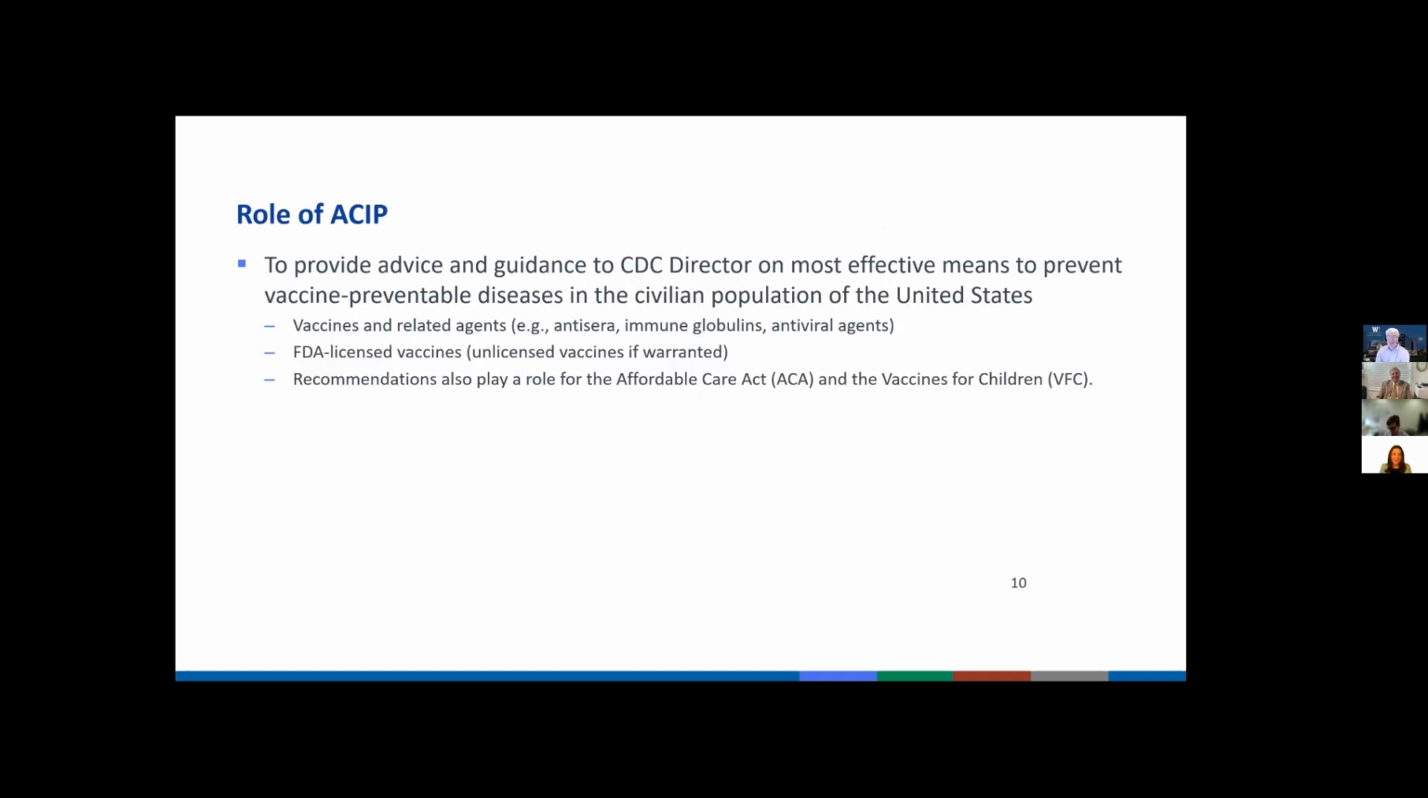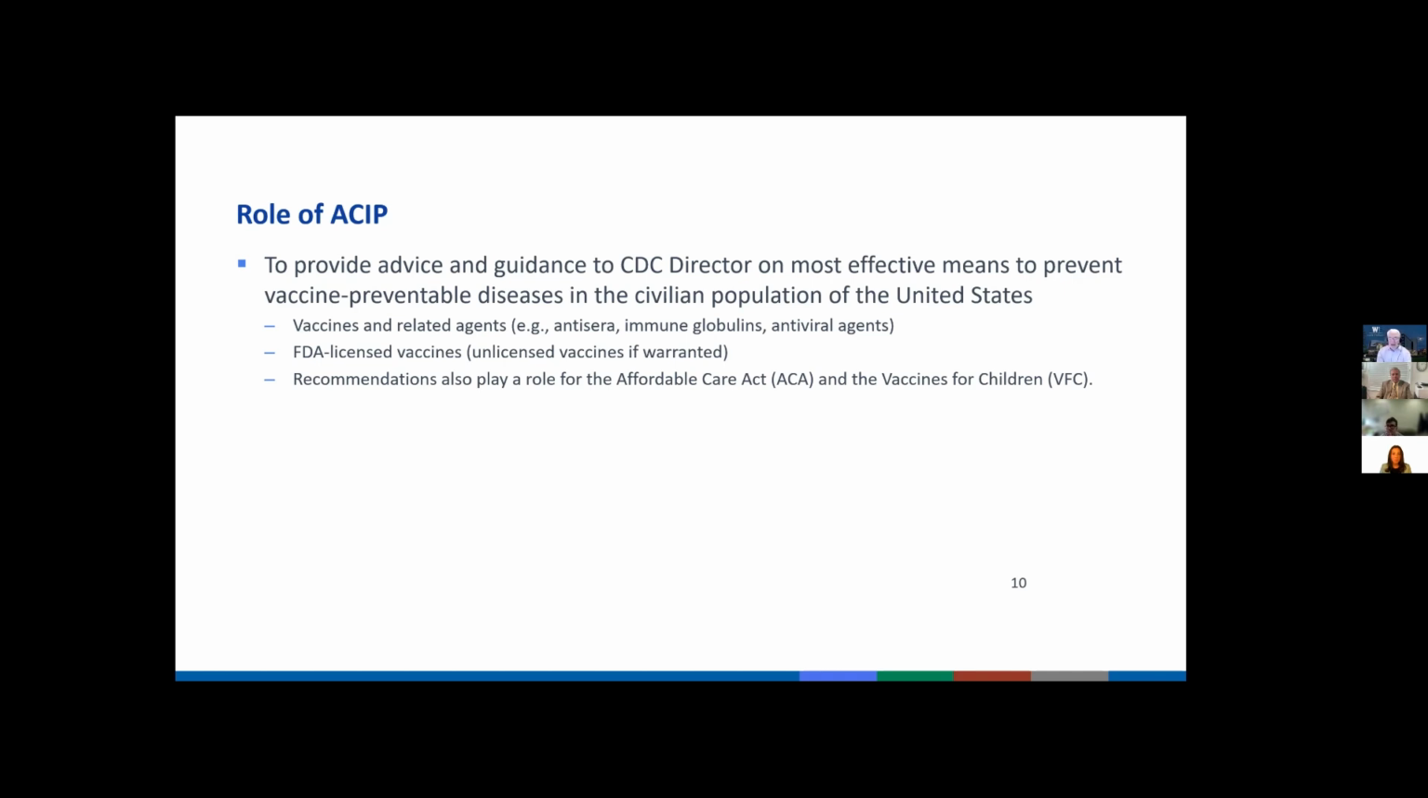So the role of the ACIP is to provide advice and guidance to the CDC director. We're convened to prevent vaccine preventable diseases in the civilian population. There are separate organizations for the military. And as I said previously, we're talking about FDA licensed vaccines. Occasionally, we talk about some things that are special use, such as meningitis vaccines when there's an outbreak. We talk about anti-sera, monoclonal antibodies, and that type of thing.